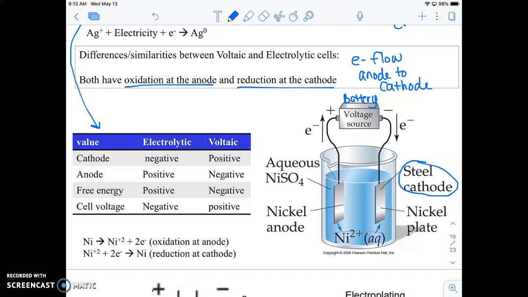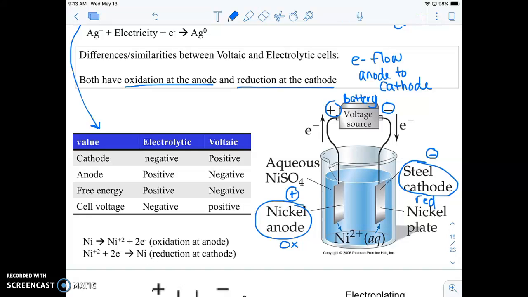How do we know what's the anode and the cathode in an electrolytic cell? The only thing we can do is look at the charge of the battery. So, like I said, the charges are opposite. In an electrolytic cell, the cathode is negative. So because this steel is connected to the negative side of the battery, it's the cathode. And because this nickel is connected to the positive side of the battery, that makes it the anode. We still have oxidation occurring here, and we still have reduction occurring here.